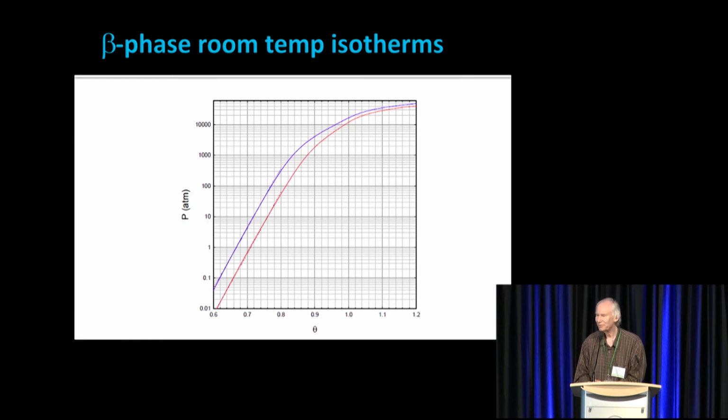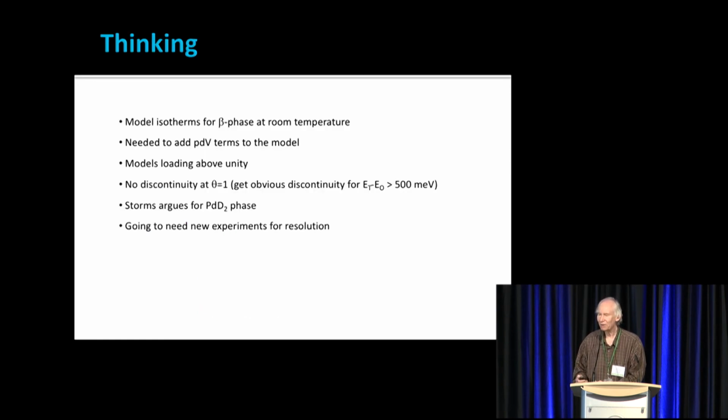My friend Ed Storms, he doesn't like that at all. If you go through 1.0, there's got to be a discontinuity of some sort. We would all like to see a discontinuity. I would have liked to see a discontinuity. And what I found is that for such a relatively low octahedral site to tetrahedral site excitation energy, there's not much of a discontinuity. The discontinuity is much more subtle. If the T-site occupation energy were over 500 millivolts, then in that kind of model you can see a pretty sharp discontinuity.